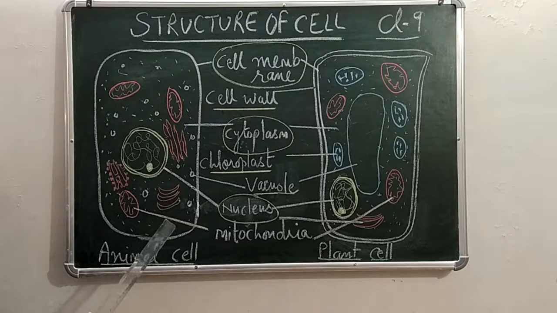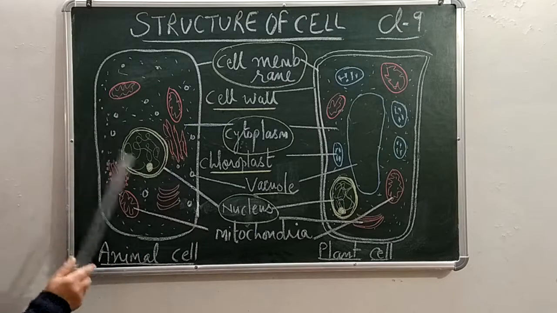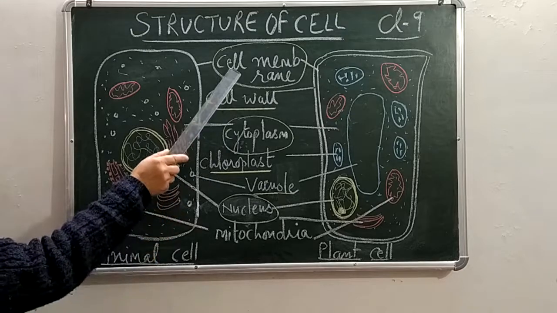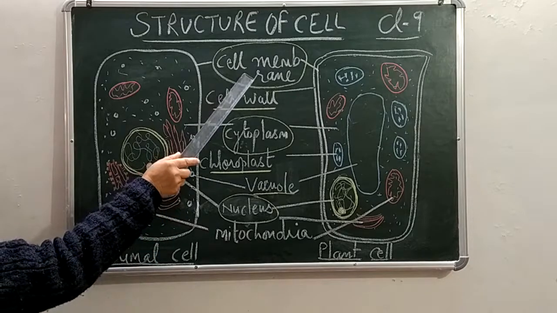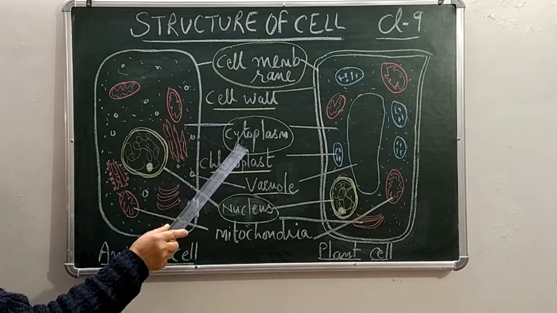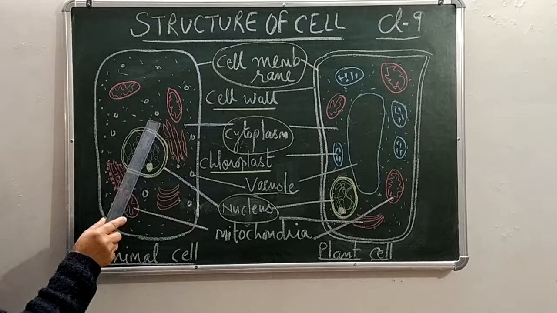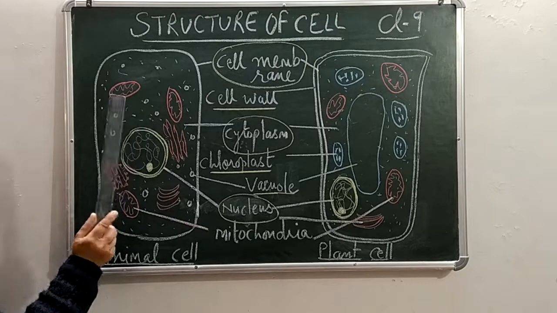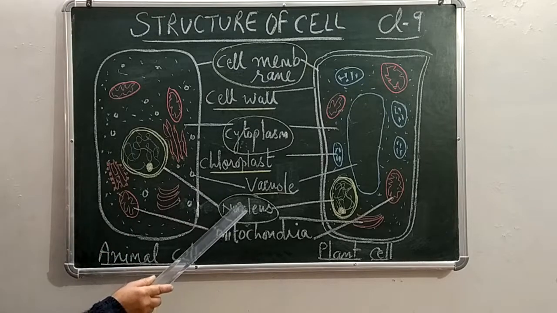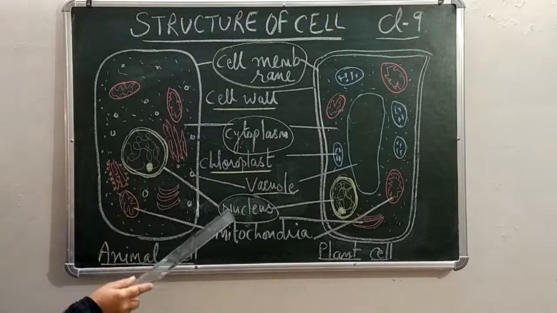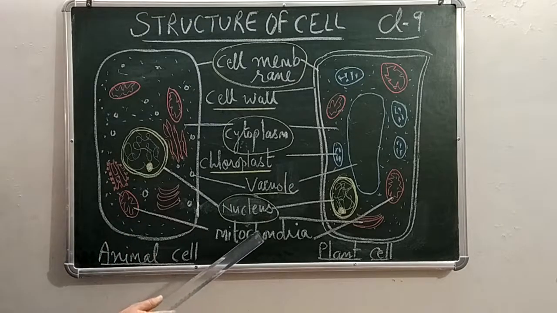First point is that a cell has three main parts. It has a cell membrane. Cell membrane is also known as plasma membrane. It has cytoplasm, that is a semi-liquid transparent substance inside the cell. And the cell also contains a nucleus. All these parts I will be explaining to you in detail also.